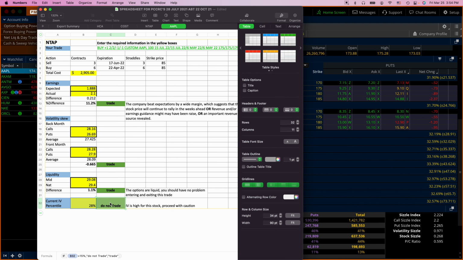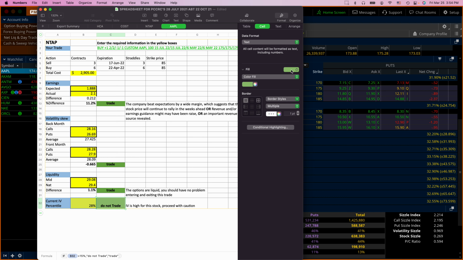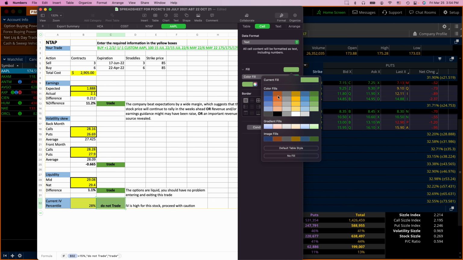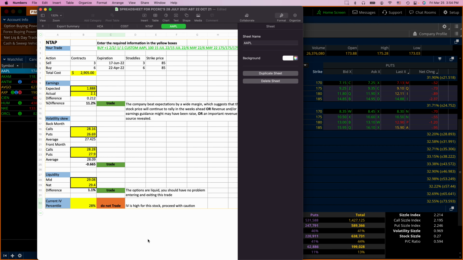You can put a color to that cell for remembering. I don't know why it's giving me this trouble. Okay, cell, and let's add the color here. Let's say orange. It says do not trade, but we have everything else in green that says to trade. So let's enter a trade.